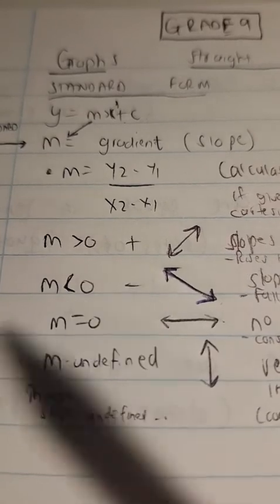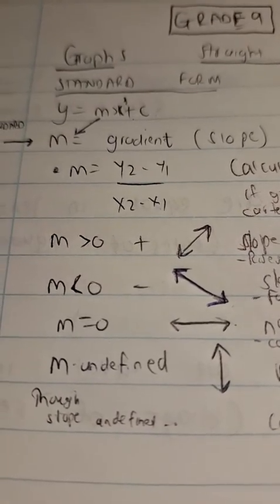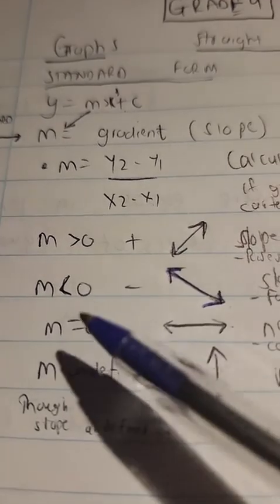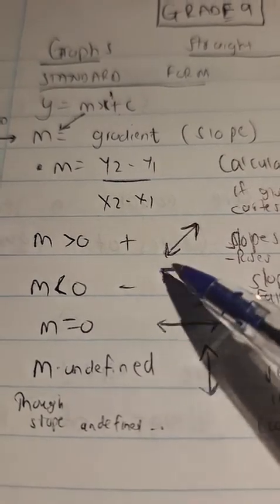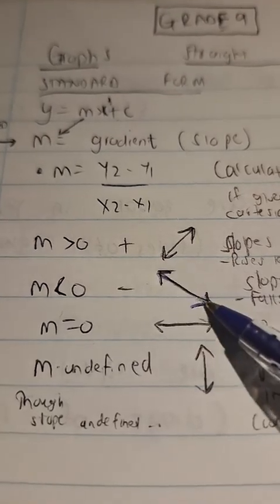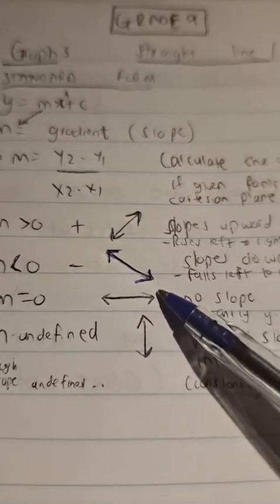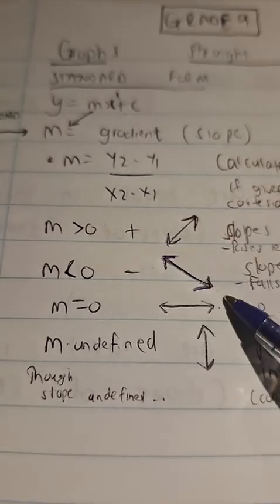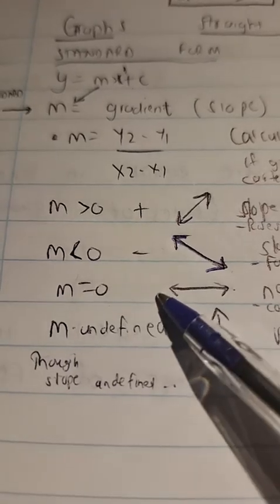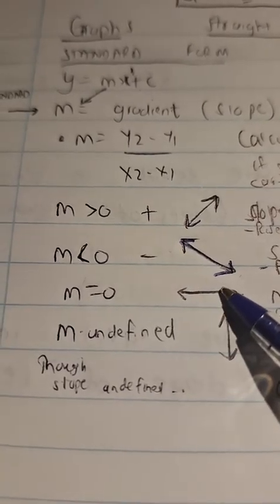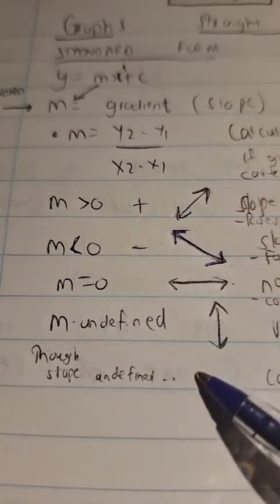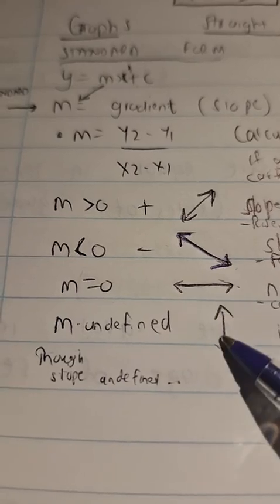If the gradient is less than 0, then we can expect that the function slopes downwards, like this. So from left to right, the function slopes downwards. If the gradient is equal to 0, then we have a horizontal straight line. And if the gradient is undefined, we have a vertical straight line.